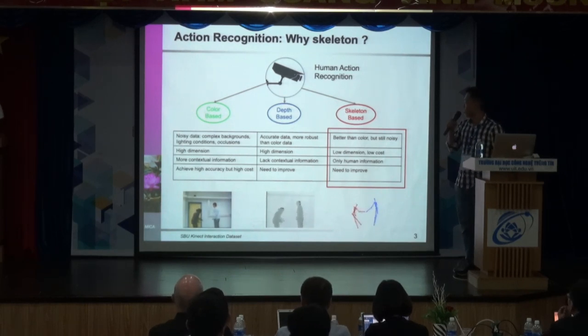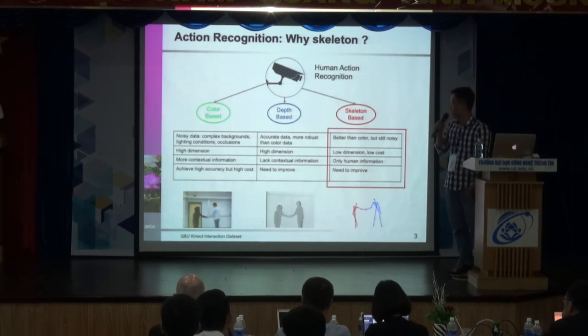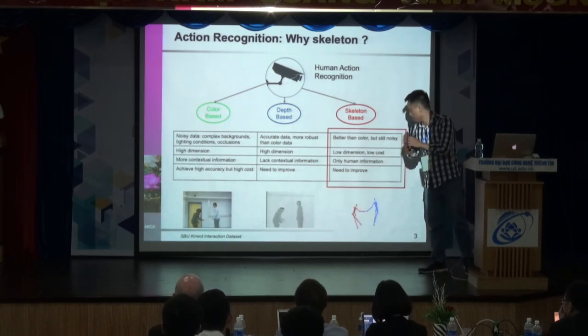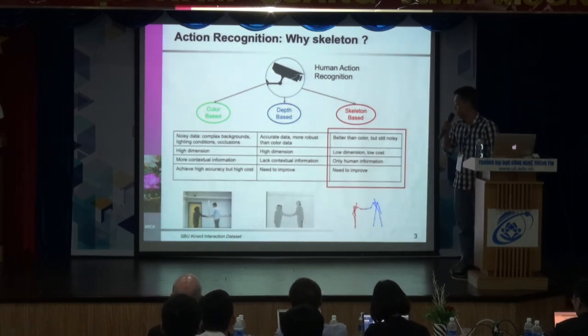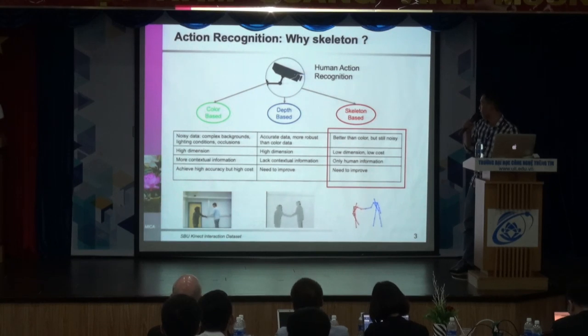With color data, we have very noisy data because we may have a very complex background, lighting conditions may change, and we may encounter occlusion. With depth, we have more accurate and more robust data than color. For example, you can see in the video below, the background in this case can be easily removed by using a very simple distance threshold. With skeleton, we have better accuracy than color, but it is still noisy.